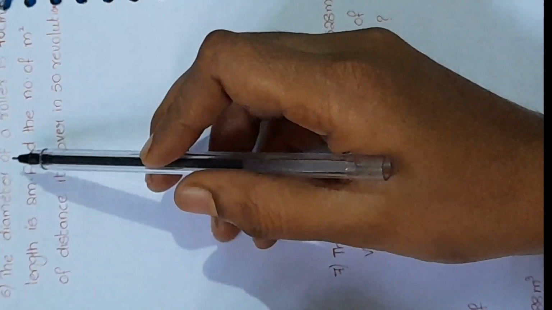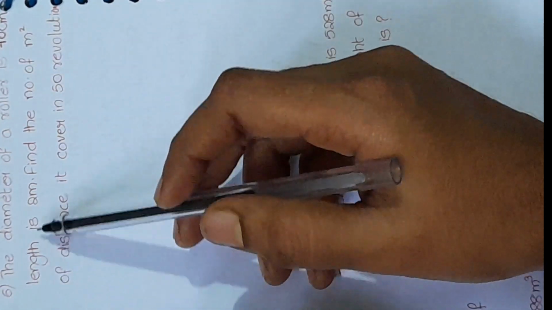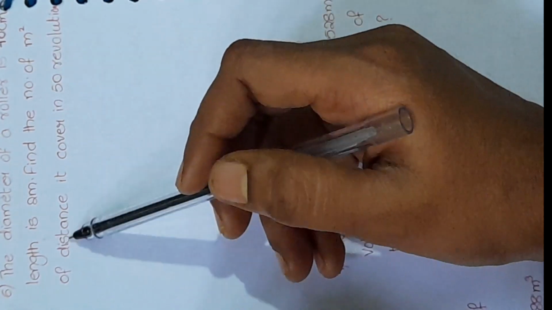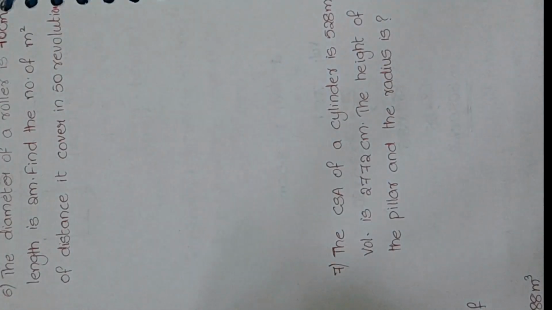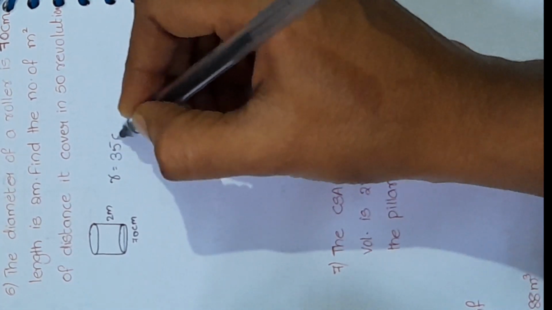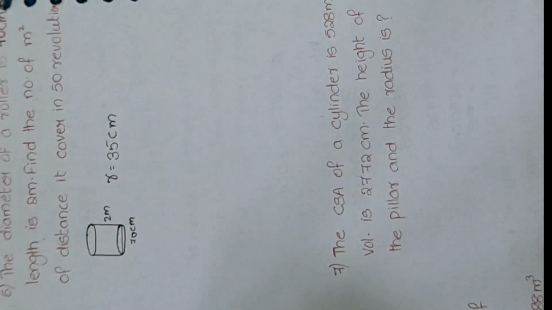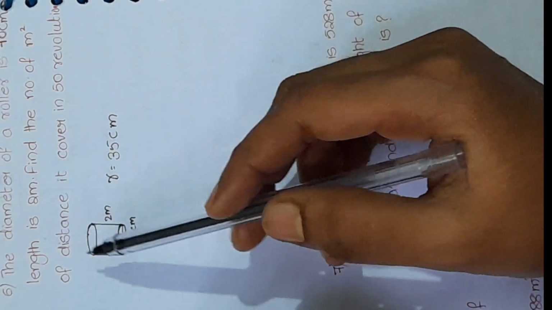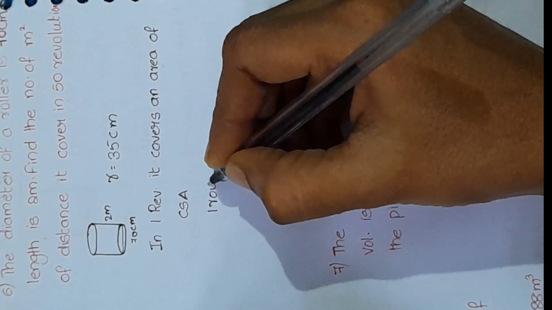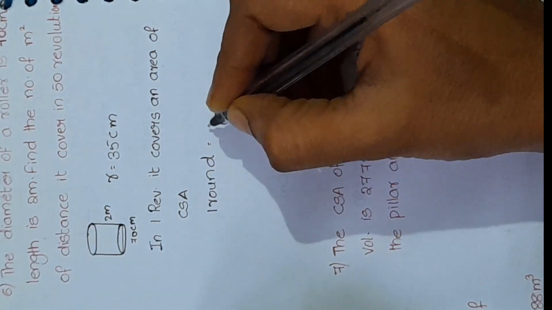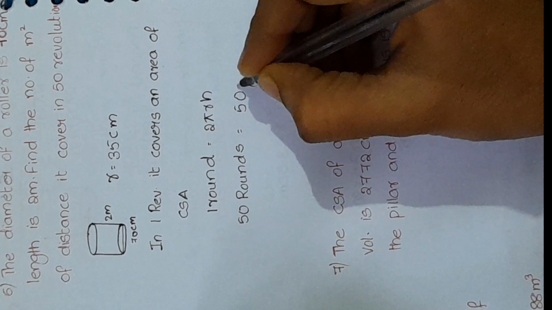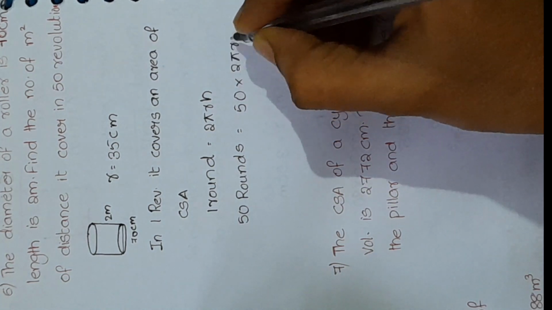Sixth question. The diameter of the roller is 70 centimeters and length is 2 meters. Find the number of square meters of distance it covers in 50 revolutions. Here the diameter is given as 70 centimeters, so the radius becomes 35 centimeters. In one revolution, it covers an area equal to the curved surface area. So one round is equal to the curved surface area of the cylinder, which is 2 pi r h. For 50 rounds, 50 into 2 pi r h.